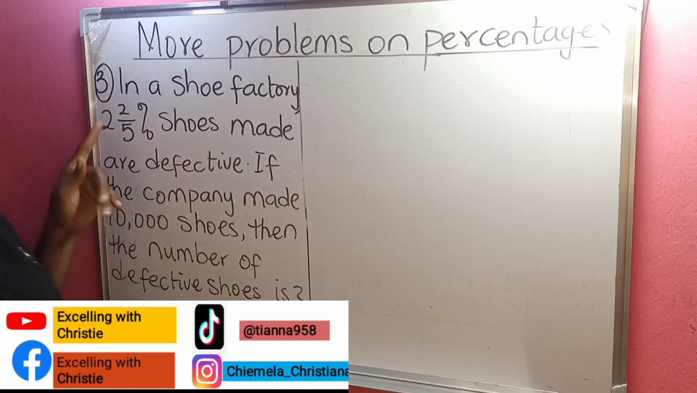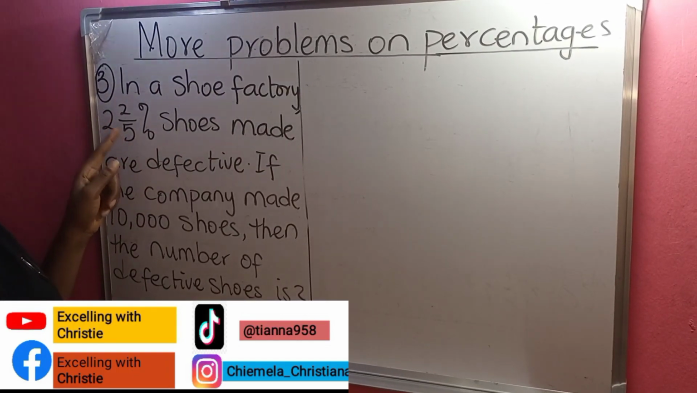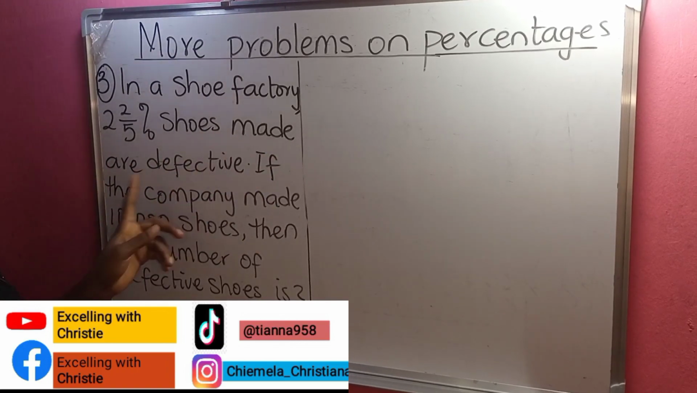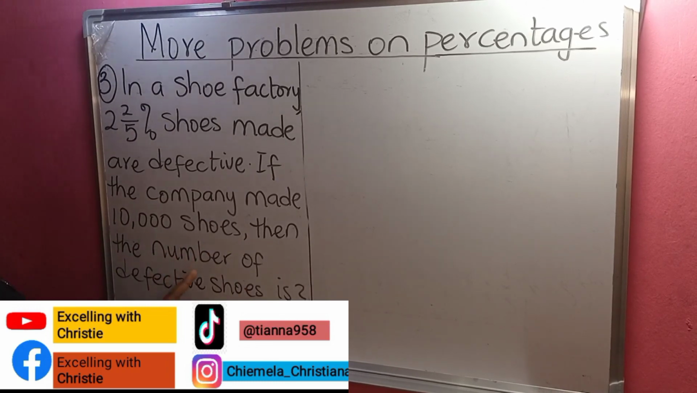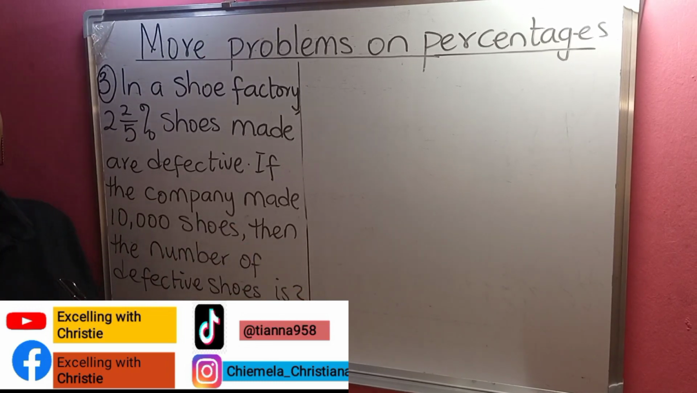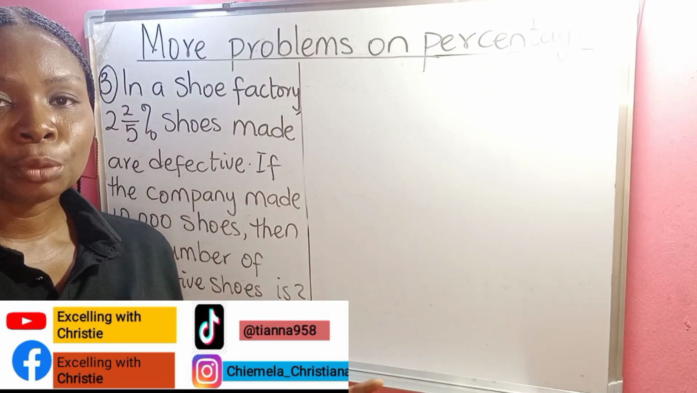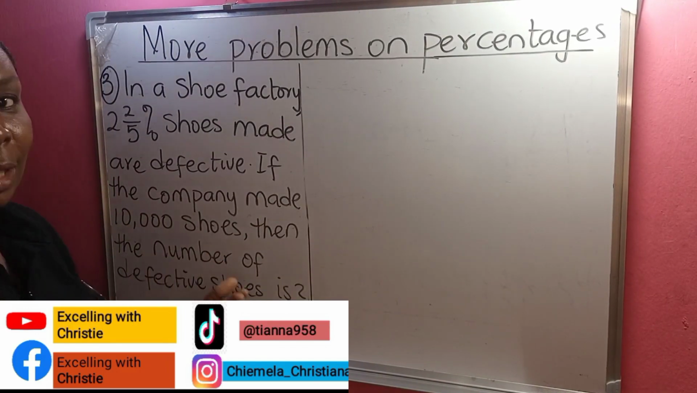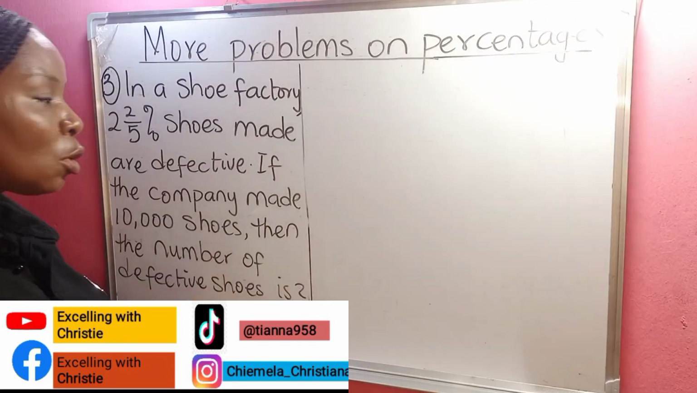This one says, in a shoe factory, 2 whole number 2 over 5% of shoes made are defective. If the company made 10,000 shoes, then the number of defective shoes is what? Now, defective means bad shoes or the ones that were not properly produced. All right, this question took another dimension, okay? But it is very easy. Follow me, let's solve it together.